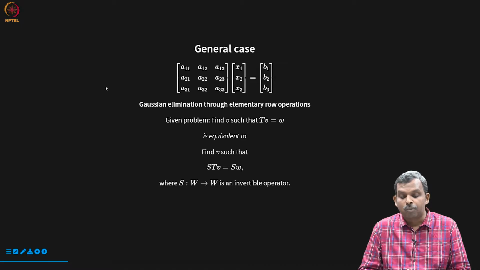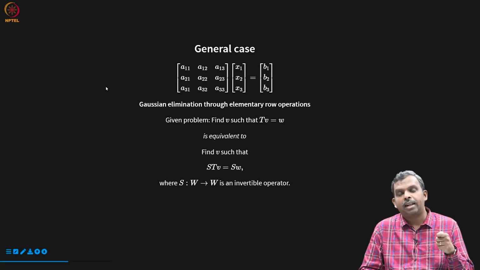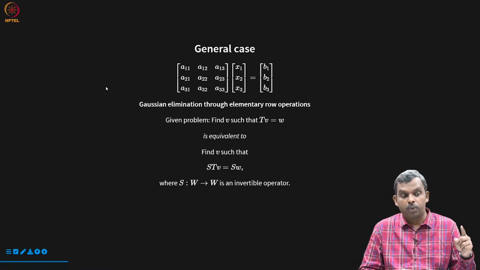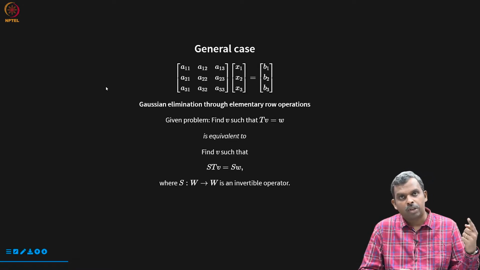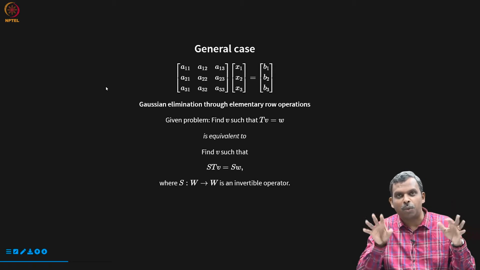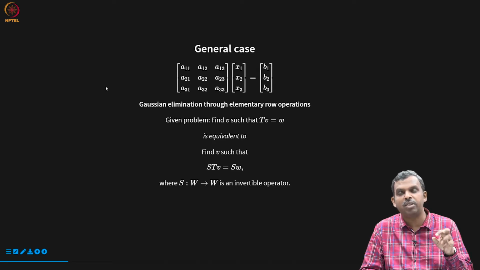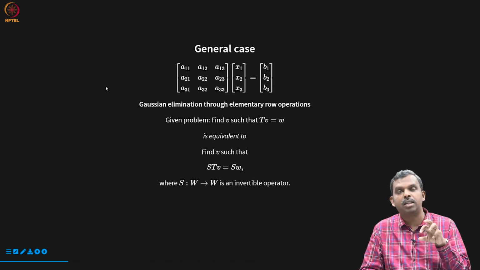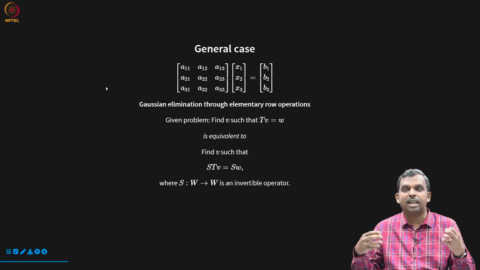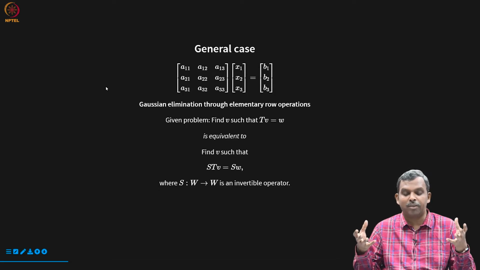It turns out this problem is equivalent to another linear equation. What is that other linear equation? You can take an invertible operator S from W to W. Okay, so T times V has already taken you to W. Now you take an invertible operator S from W to W and compose that to this equation, so to speak. So instead of just looking at TV equals W, I look at STV equals SW, and these two are in fact equivalent because S is invertible, right? So it's easy to see why they have to be equivalent.